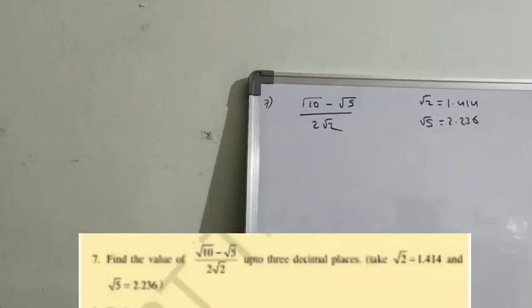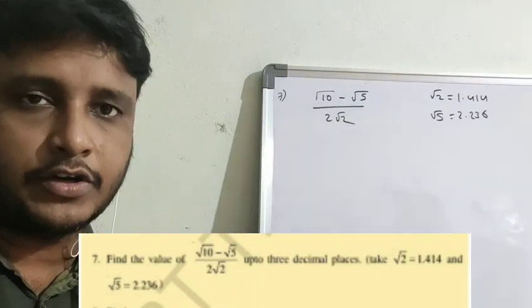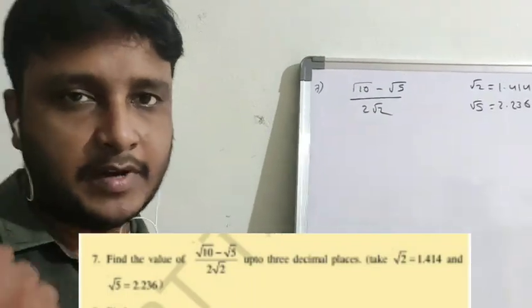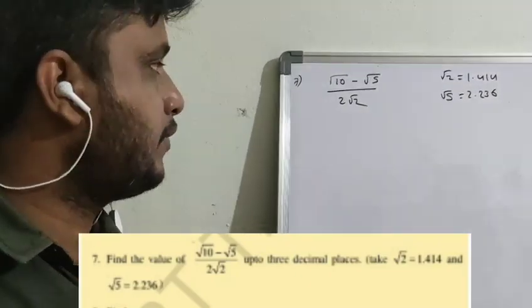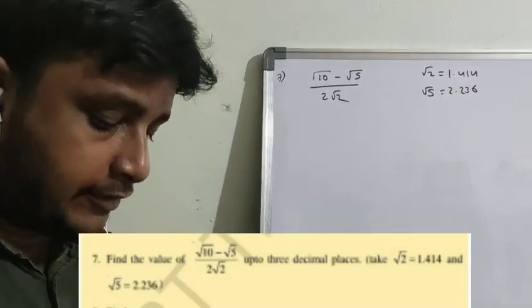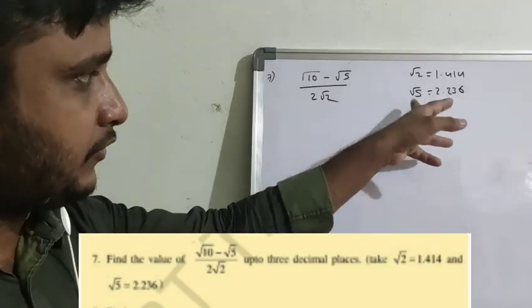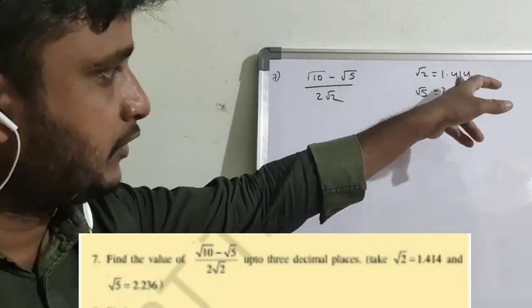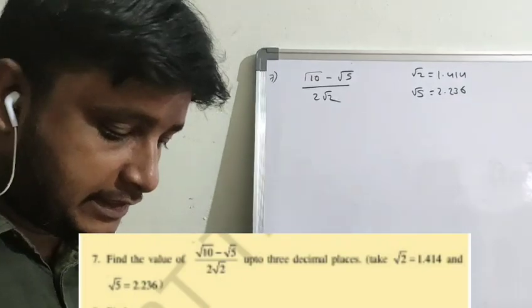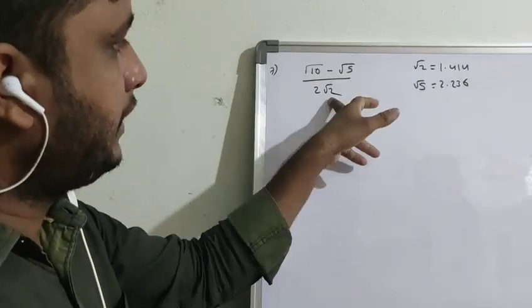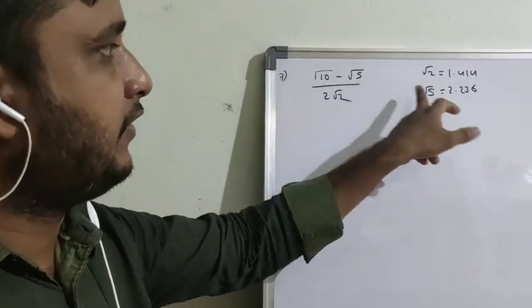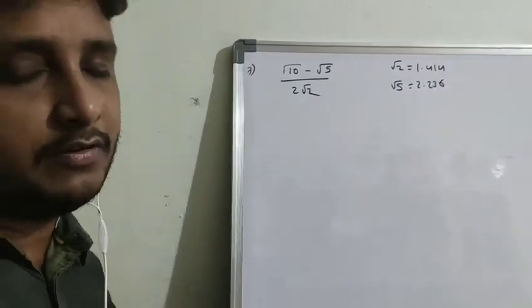Students, look at question 7. This I'm going to give as homework, but I will explain how to do this question. First of all, understand the question. Find the value of root 10 minus root 5 by 2 root 2 up to 3 decimal places, and take root 5 equal to 2.236 and root 2 equal to 1.414, given in the question only. The root 2 value and root 5 value we can substitute, but root 10 we don't know the value.